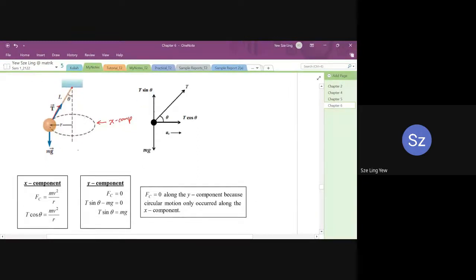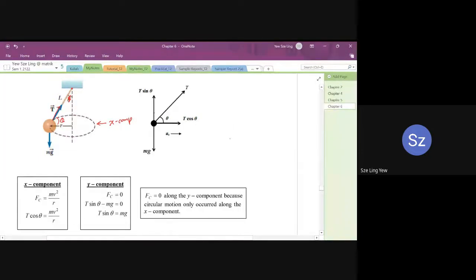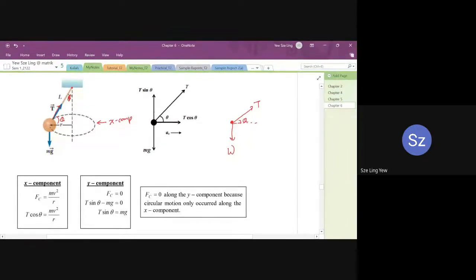So this is my T, and then I have the angle. My angle is at the wrong position, I don't want it here. The angle is here. Now I'm transferring this diagram into a free body diagram. I have an object, and this object comes with weight. Then I have a tension, and this is my angle.